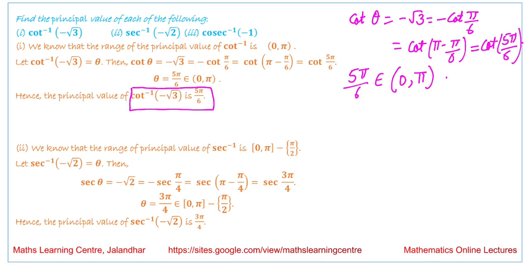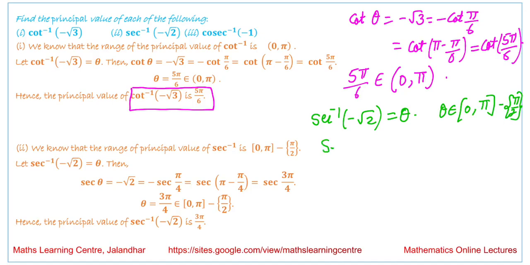Next we have the function secant inverse of minus square root 2. Suppose this is equal to theta, where this theta belongs to the interval 0 to pi, except for the point pi by 2.